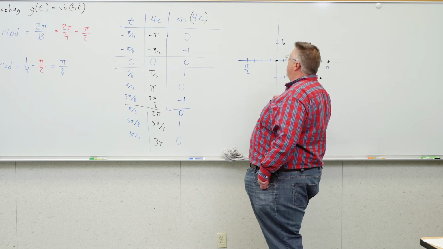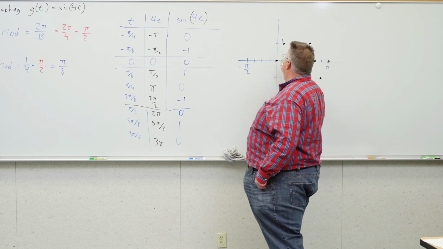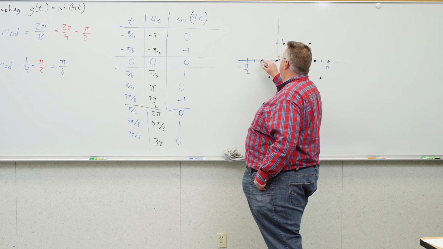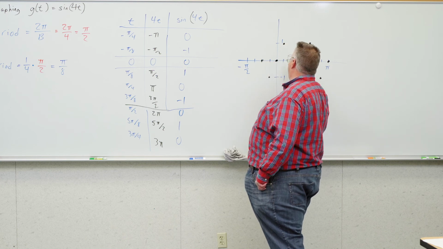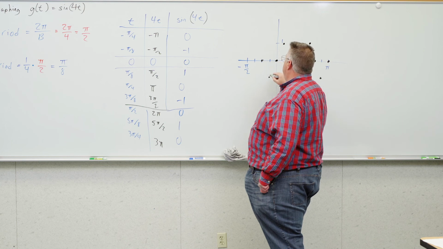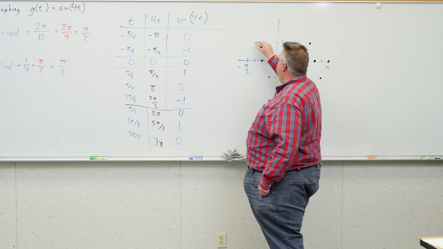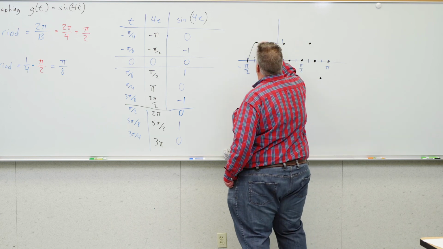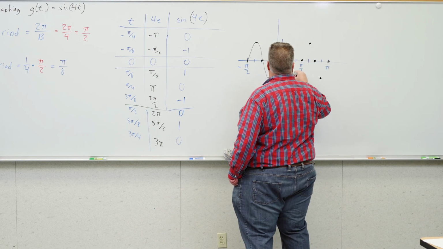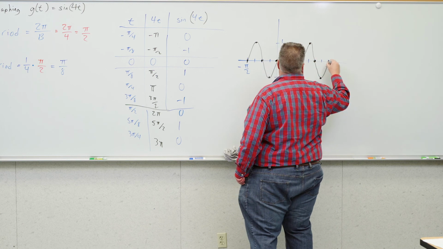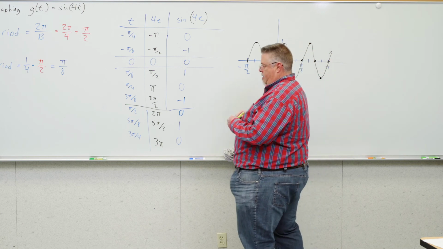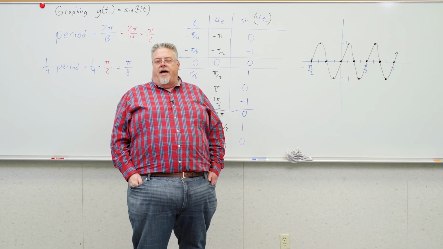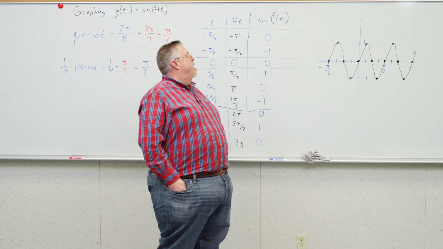How about back here? At negative pi over 8, I'm at negative 1. At negative pi over 4, I'm at 0. Again, look at my pattern going this way. High, middle, low, middle, high, middle. And once you've got your pattern, you know you're supposed to get this wavy thing. You can graph that.